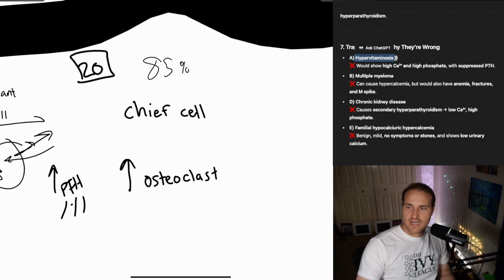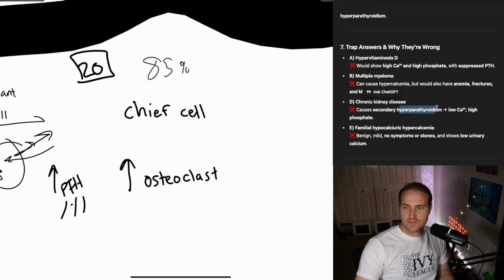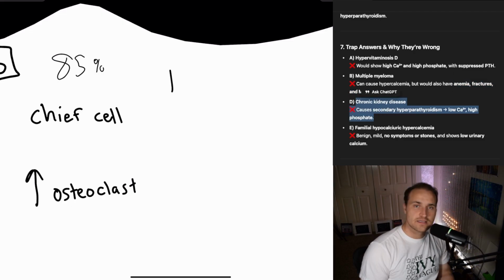Okay, trap answers. Hypervitaminosis D shows high calcium and high phosphate but suppressed PTH. Multiple myeloma: hypercalcemia, but would also have anemia, fractures, and an M spike. So I like that you think of the high calcium, but also the anemia and the M spike. Chronic kidney disease: hyperparathyroidism would be secondary though. That's if you have a kidney problem.